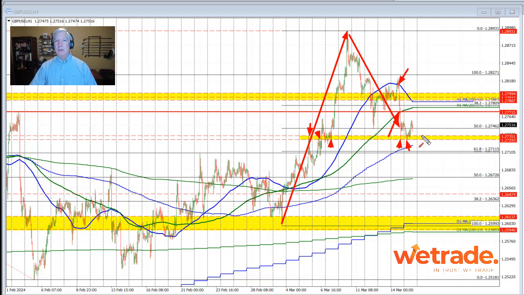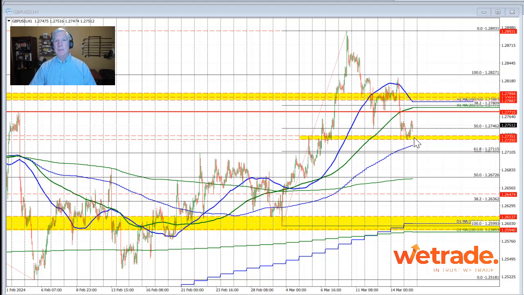If I were following this from a technical perspective, this seems to be the level that we need to get to and through. Unfortunately, just below that we also have the 100 bar moving average on the 4-hour chart that would need to be broken to increase the bearish bias, not to mention the 61.8% retracement of this move to the upside. So those levels are still going to be in play on the downside.